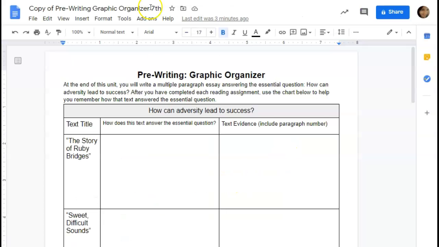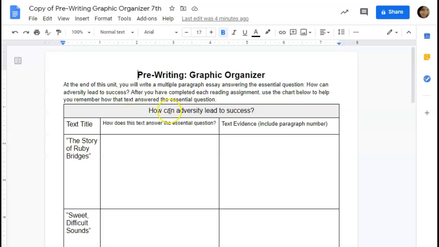The next assignment, this is not going to be due today. We are going to be working throughout the week, but I'm going to go ahead and post it with today's assignment. The story of Ruby Bridges. This is a pre-writing graphic organizer. It says, at the end of this unit, you will write a multiple paragraph essay answering the essential question, how can adversity lead to success?